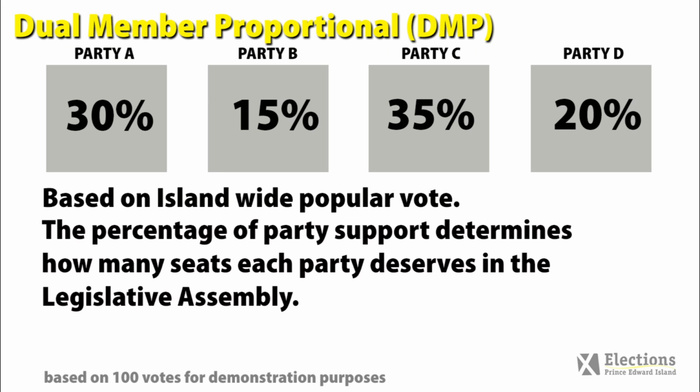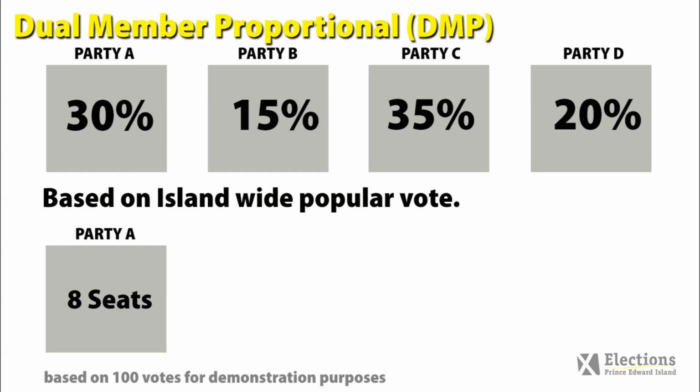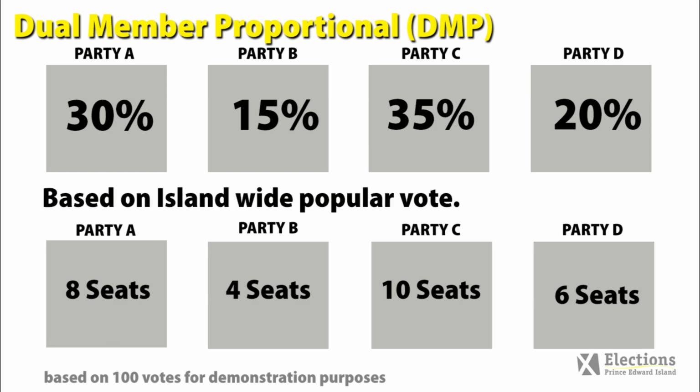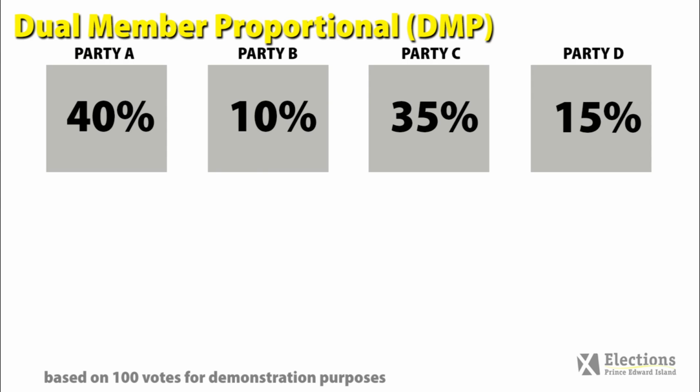For example, Party A has 30% support across the island, while Party B has 15%, Party C with 35%, and Party D with 20%. Therefore, Party A deserves to have 8 seats in the Legislative Assembly. Party B would have 4 seats, C gets 10 seats, and Party D deserves 6 seats. In this sample district, these were the results of the first round, with the first candidate being elected, and the percentage of popularity in that district.